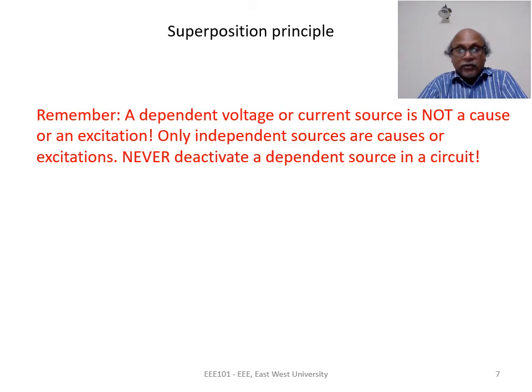In this context, we need to remember a very important point. A dependent voltage source or a dependent current source is not a cause or an excitation, because a dependent source cannot supply any voltage or current unless it is activated by another circuit variable. Only independent sources are causes or excitations. We deactivate only causes or excitations in an electrical circuit. So we only deactivate independent sources. We never deactivate a dependent source in a circuit.